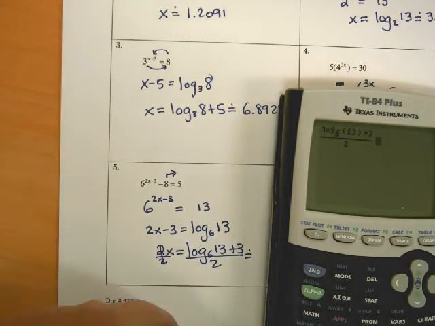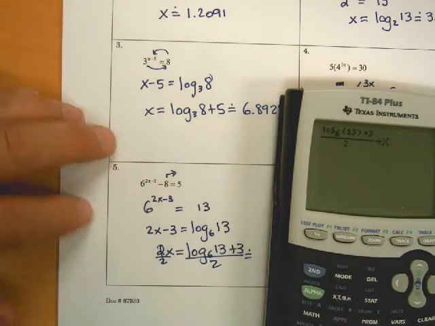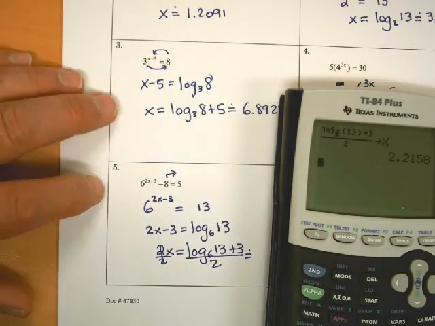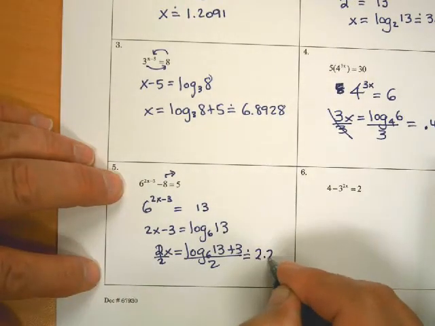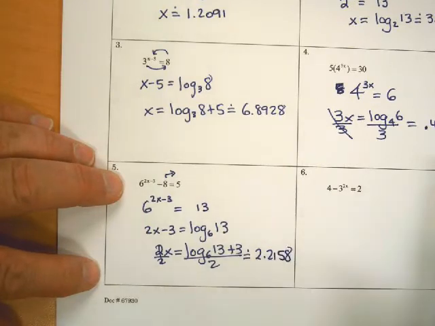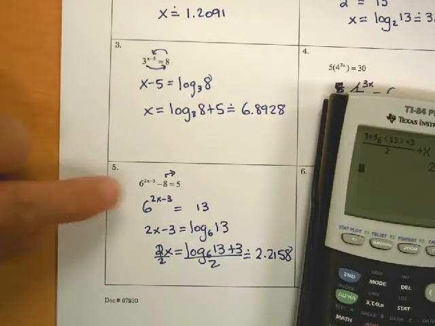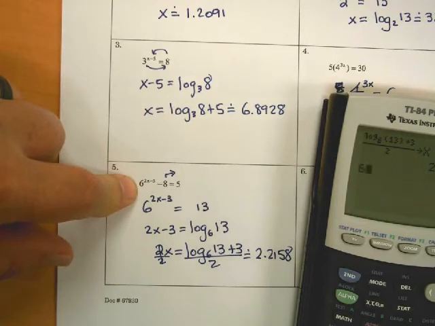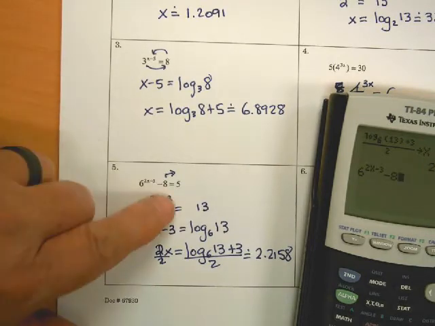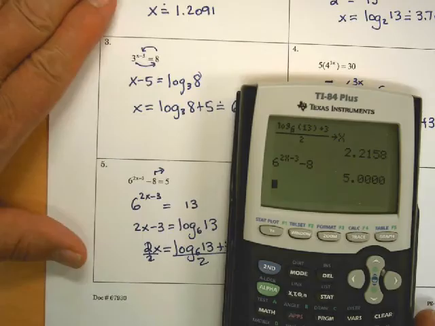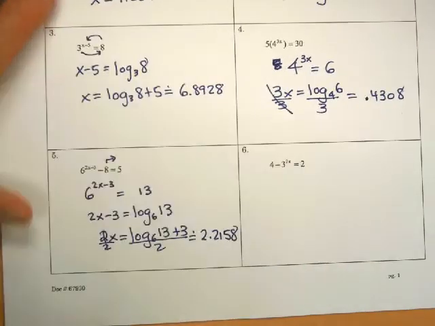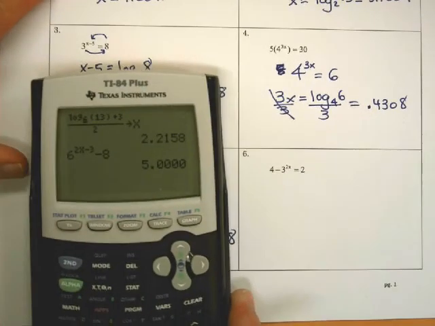And I'm going to store that as I find it. And that turns out to be 2.2158. Since it's already stored, I can just type the left side. And it should equal 5. And we're in business here. It does equal 5. Okay, we got one more left in this series here.